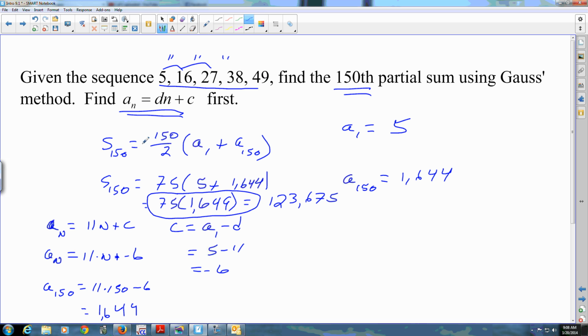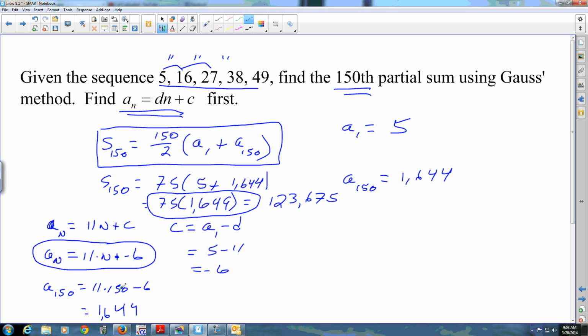So again, what you did is you set up this pattern. That's the summation for the first 150 terms. I had to find the first term and the last term. The first term was given to you. I had to find the 150th term, so I had to come up with the formula to generate the last term. Then I filled in 150 and got it. And then I just plunked in the first and the last term right here, simplified it and multiplied it out.